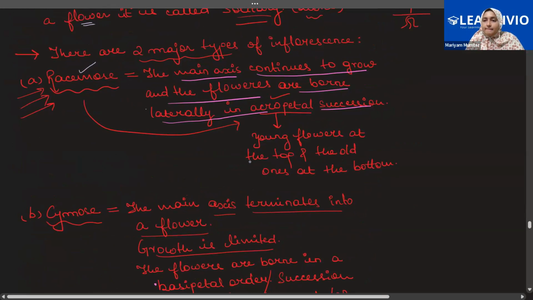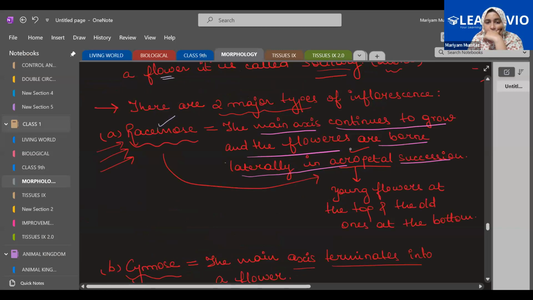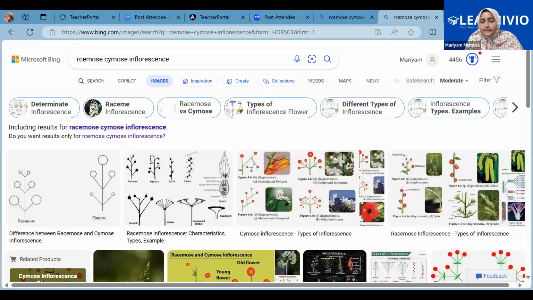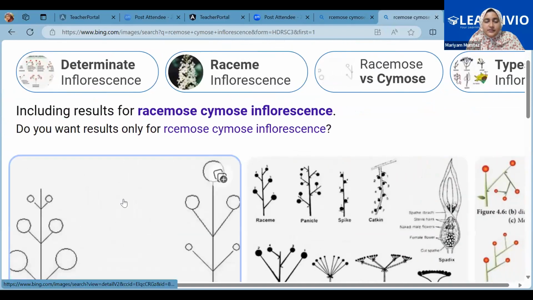This one. Okay, can you see the screen, students? Yes. See here. This one, this picture.